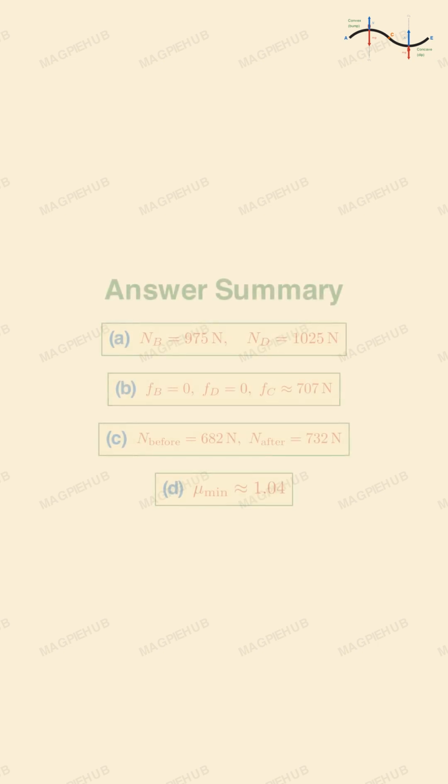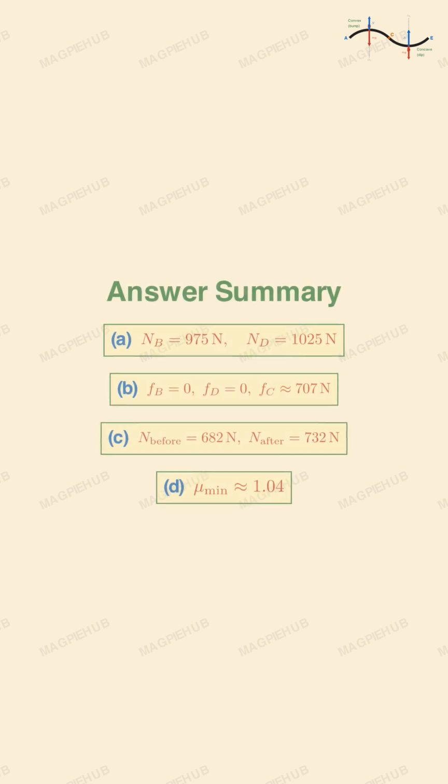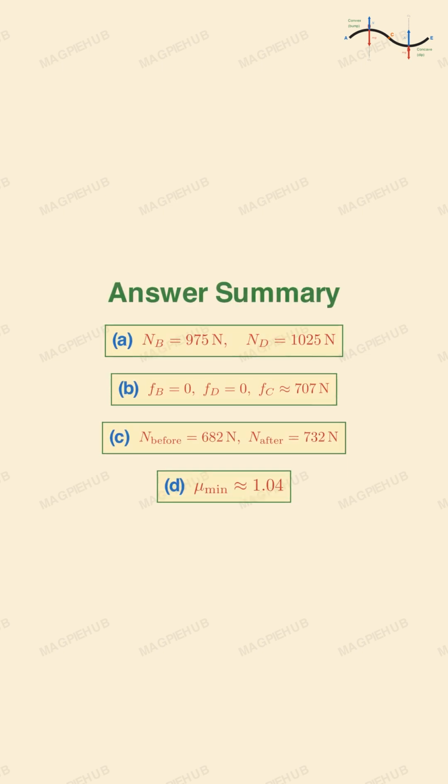Here is the complete answer summary. Part A. Normal force at B is 975 newtons, and at D is 1025 newtons. Part B. Friction at B is 0, at D is 0, and at C is approximately 707 newtons. Part C. Normal force just before C is 682 newtons, and just after C is 732 newtons. Part D. The minimum friction coefficient is approximately 1.04.